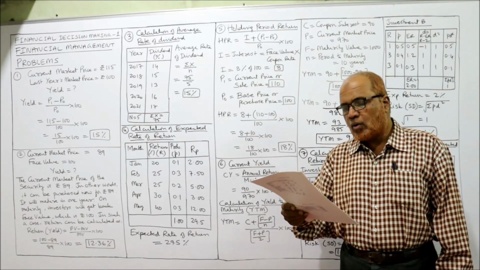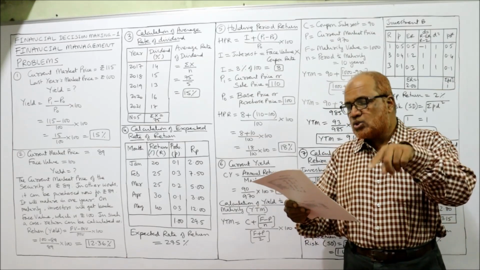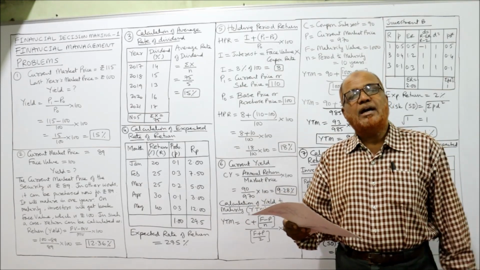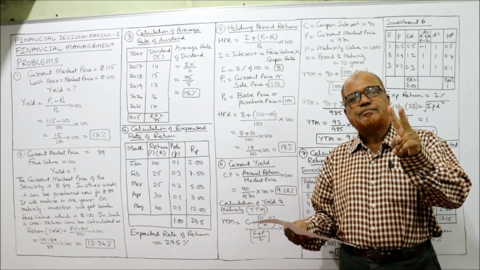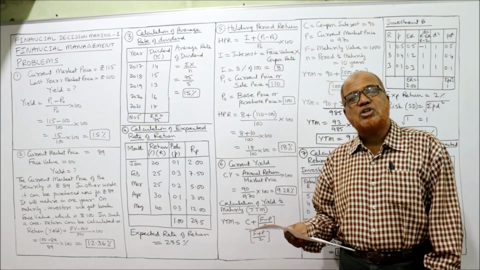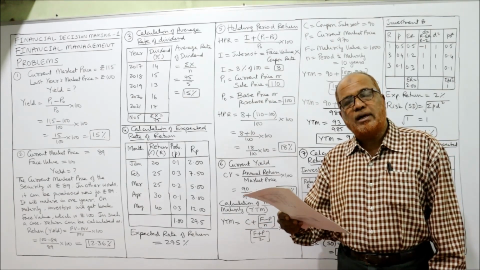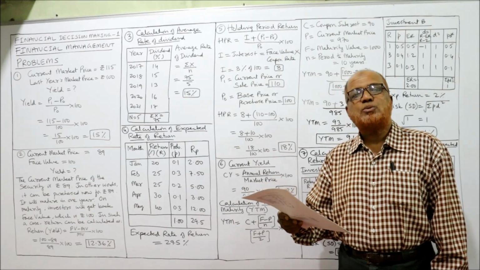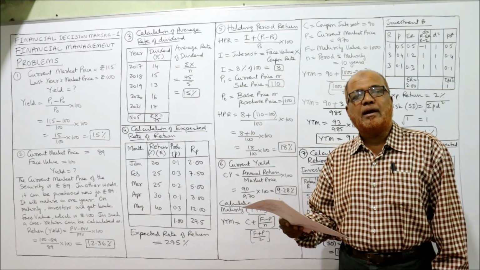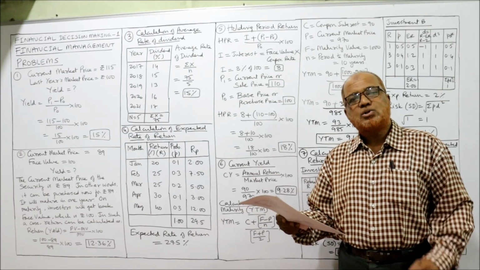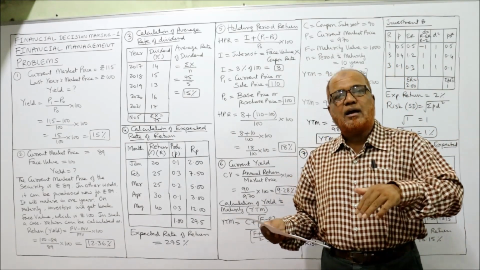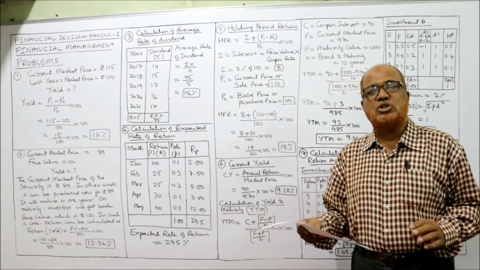It is retained for a holding period of 1 year and sold for rupees 110. That means the investor is getting two returns. He is getting capital appreciation and also he is going to get the coupon interest. So evaluate HPR, holding period return. We have to calculate holding period return. So in this holding period return, we are going to get the recurring income and also capital appreciation.